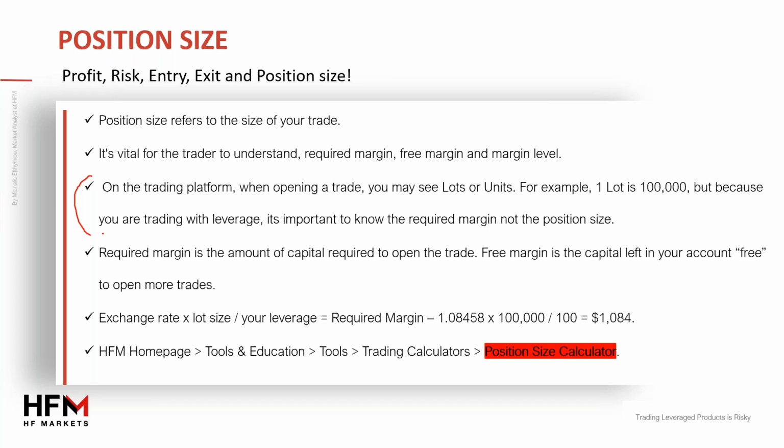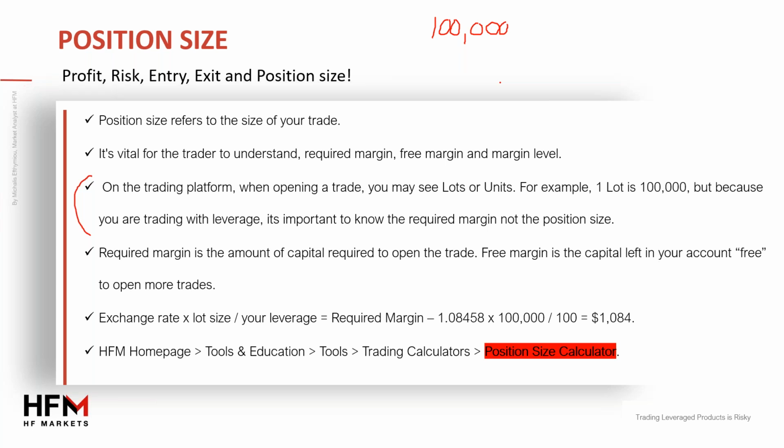Now, what exactly is one lot? Very simply, we're not going to go through all the different names for all the different position sizes. It's not necessarily important, but one lot, ladies and gentlemen, is 100,000 of a currency unit. So for example, depending on the currency pair, it may be US dollars, it may be euros, and so on and so forth. Now, the position size is not taking into consideration what is known as leverage.